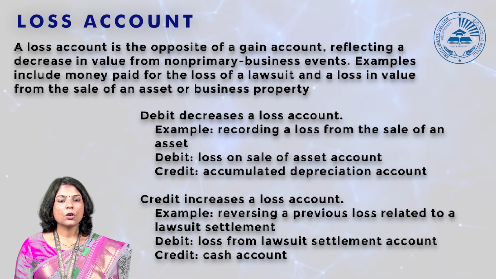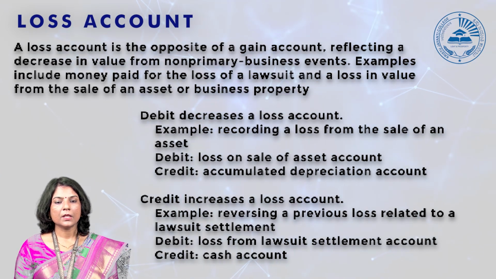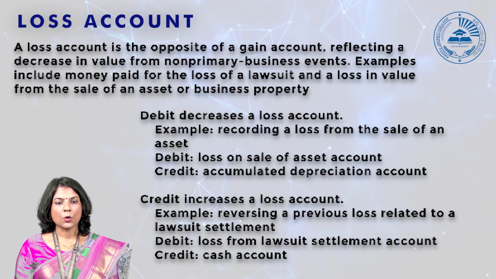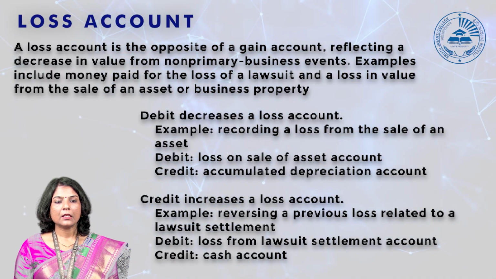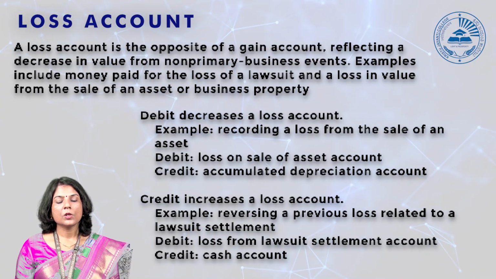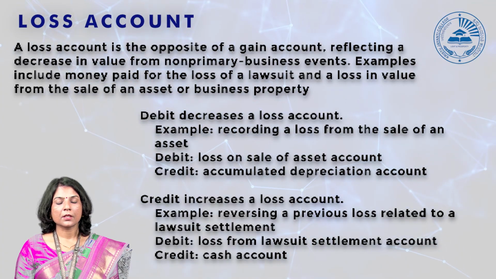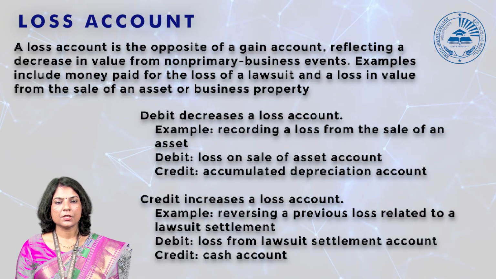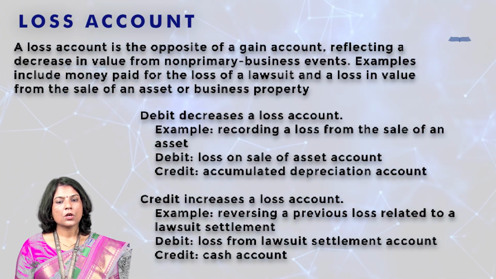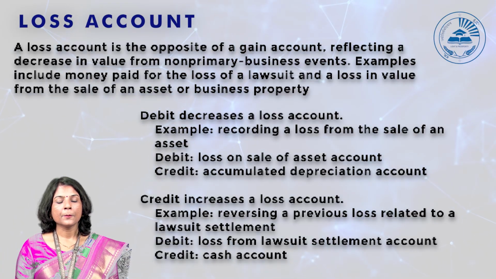For example, recording a loss from the sale of an asset. The company has sold some of its equipment and incurred a certain amount of loss, so the debit goes to the loss on sale of asset account, and the credit goes to the accumulated depreciation account. Another example may be reversing a previous loss related to a lawsuit settlement. So the debit goes to the loss from lawsuit settlement account and the credit to the cash account. So these are the loss accounts.